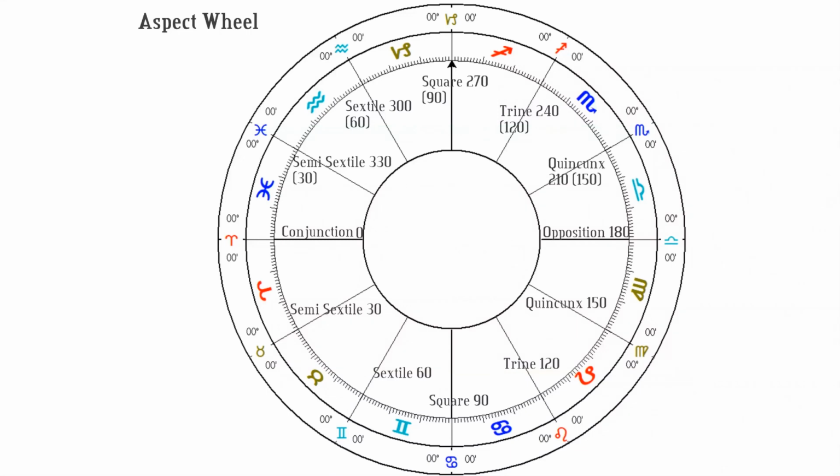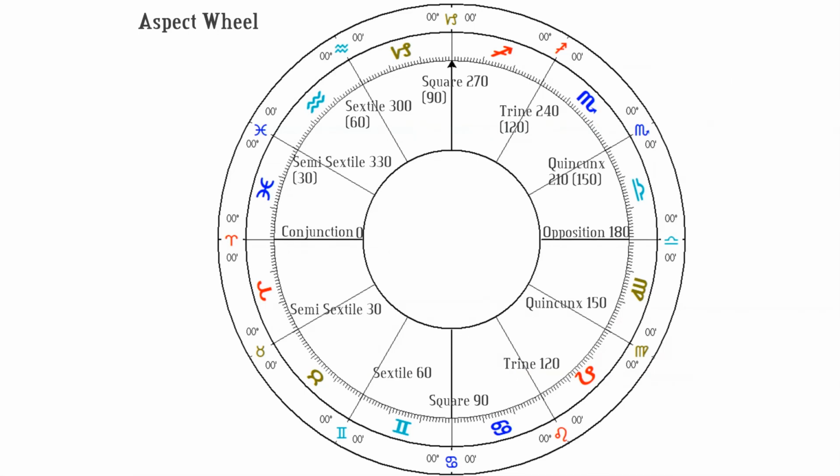So, for example, the semi-sextile is from Aries to Taurus and from Aries to Pisces. The sextile is Aries to Gemini and Aries to Aquarius. The square is Aries to Cancer and Aries to Capricorn. The trine, Aries to Leo and Aries to Sagittarius. The quincunx, Aries to Virgo and Aries to Scorpio. And the opposition is Aries to Libra.